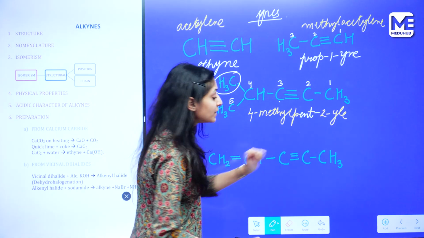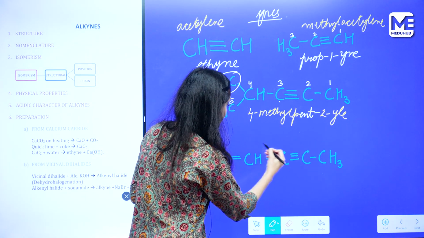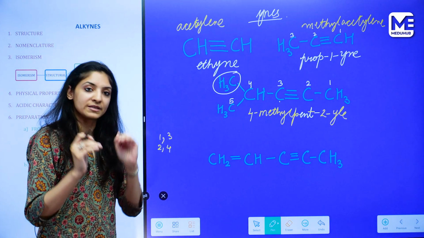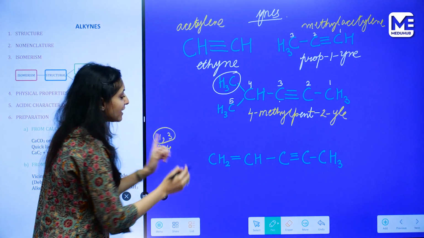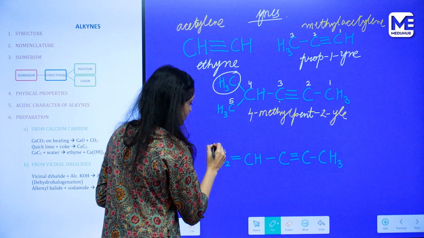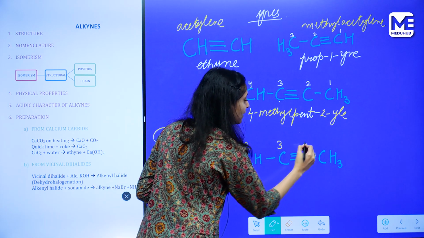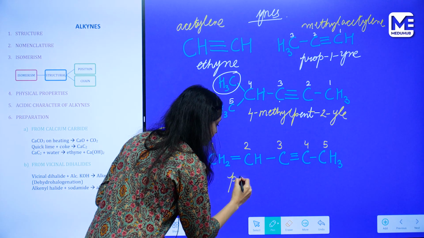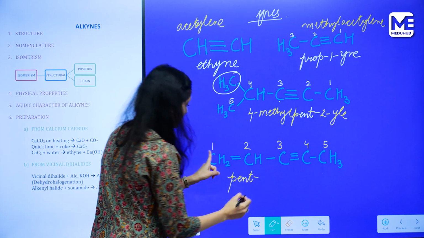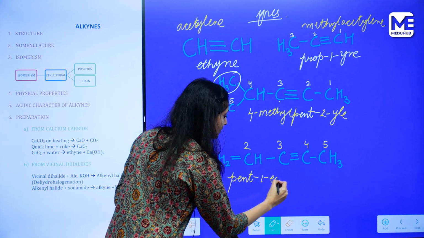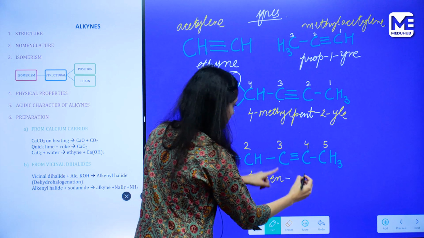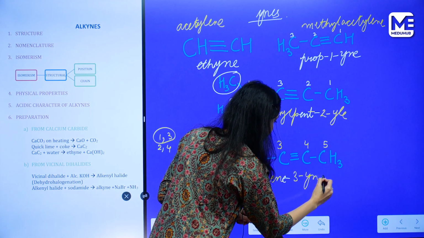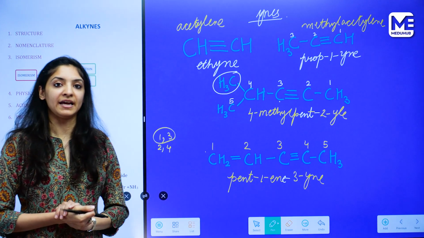If we start numbering from this side, 1, 2, 3, 4, we get 2 and 4. Again, according to the lowest locant rule, this will be favored and we will start numbering from here. This is 1, 2, 3, 4, 5. This will be pent-1-yn-3-ol. Pent-1-yn-3-ol.